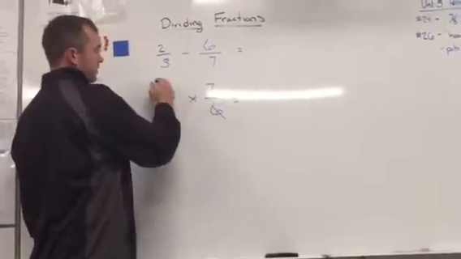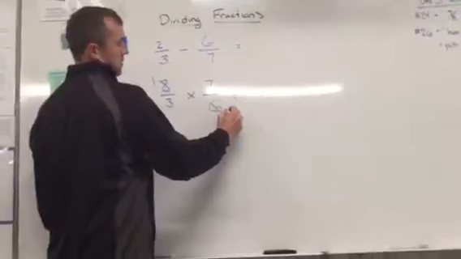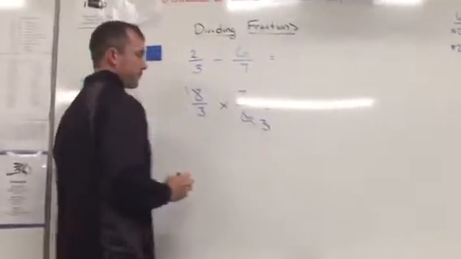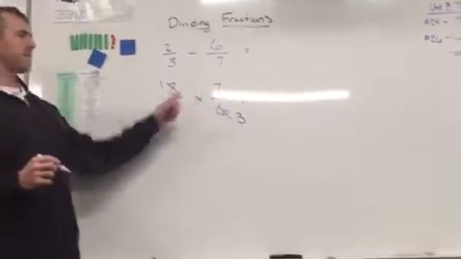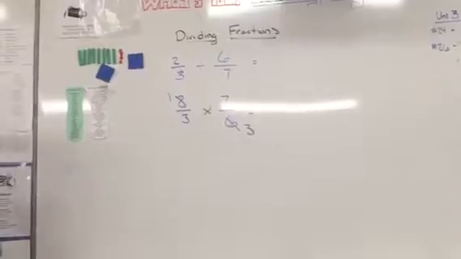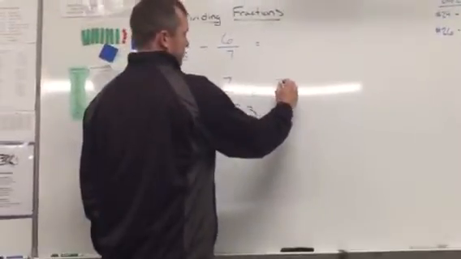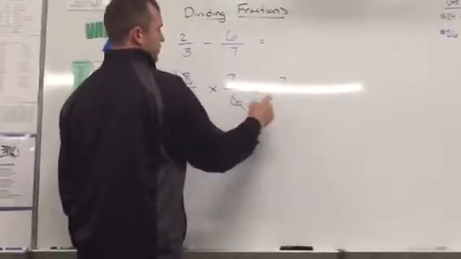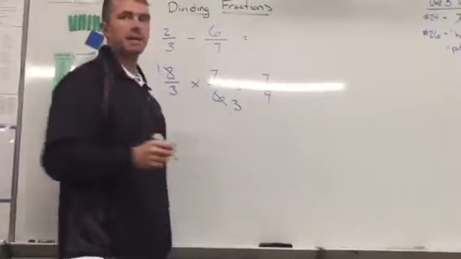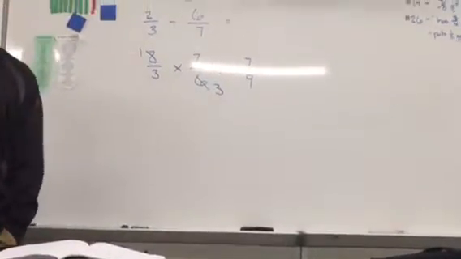What's 2 divided by 2? 1. 6 divided by 2? 3. How about 7 and 3? Do they share a factor greater than 1? No, so you can't cross cancel. Keep them. Now we multiply straight across. 1 times 7, 7. 3 times 3, 9. Now, not all the time, but about 90% of the time, you're going to get to a simplified answer there. So my answer is 7/9.